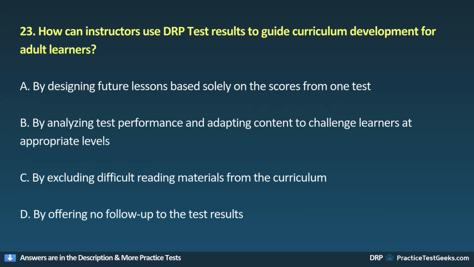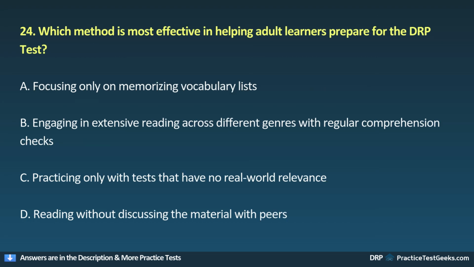23. How can instructors use DRP test results to guide curriculum development for adult learners? A. By designing future lessons based solely on the scores from one test. B. By analyzing test performance and adapting content to challenge learners at appropriate levels. C. By excluding difficult reading materials from the curriculum. D. By offering no follow-up to the test results.